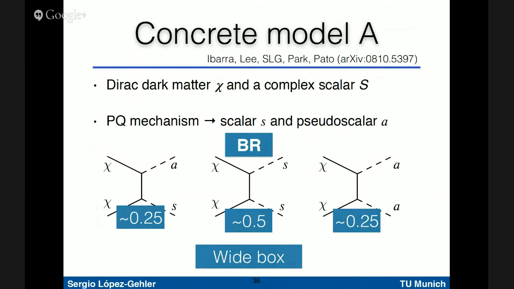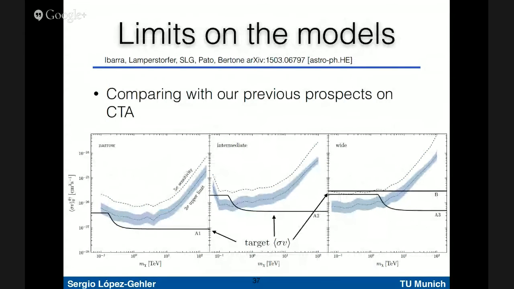So if we take this model, for example, and we calculate what would be the velocity averaged cross-section today, we would be able to draw this limit. These black lines are the target cross-sections depending on the mass of the dark matter particle chi. And as you see, with the CTA we're able to exclude from very small regions up to quite larger areas of our parameter space using the CTA telescope. And these are again the target velocity averaged cross sections that we've drawn from a physically plausible particle physics model.